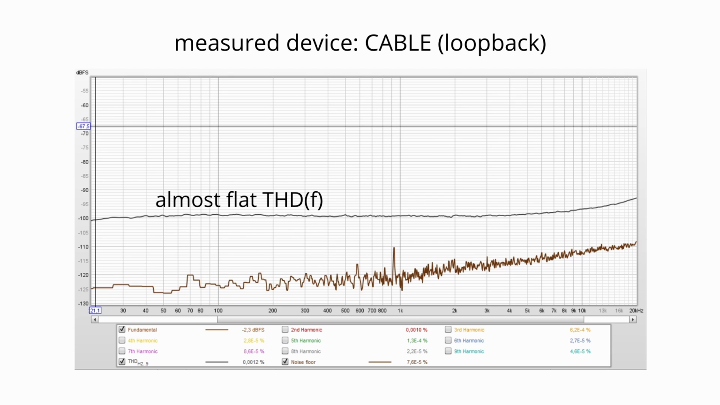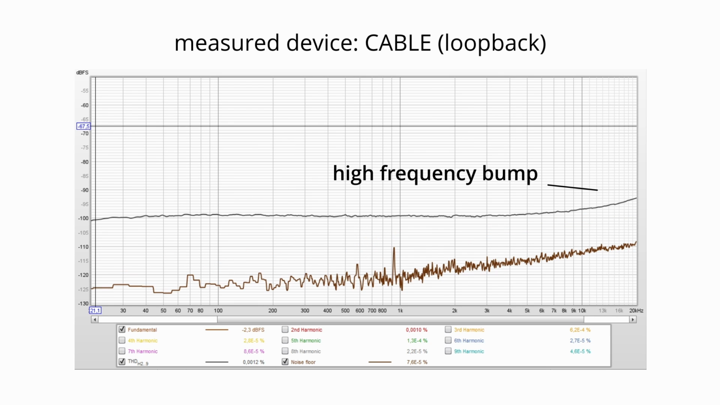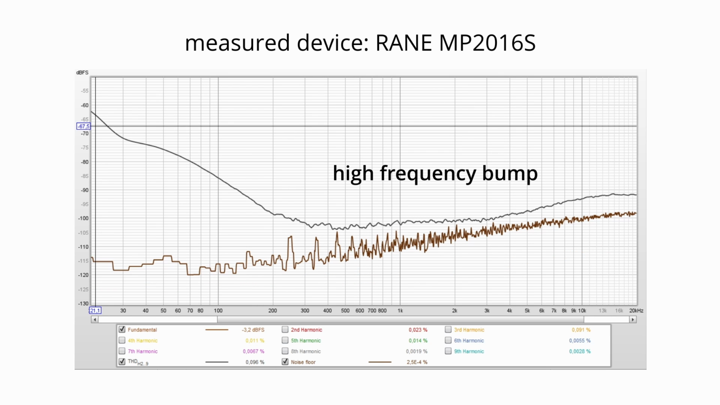The good thing is that apart from the high frequency bump, the THD versus frequency remains flat across all audio band. Compared to the loopback measurement, we can notice a significant difference in low frequencies in Rane mixer. They are much more saturated. Medium and high frequencies in Rane have pretty much flat THD versus frequency. The high frequency bump of the measurement device can affect the measurement, so it's just an approximation.